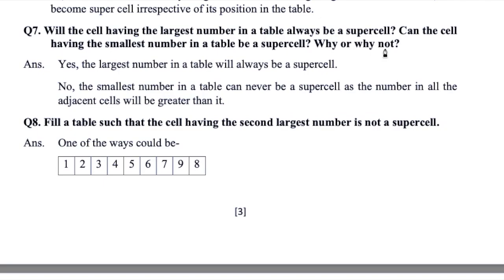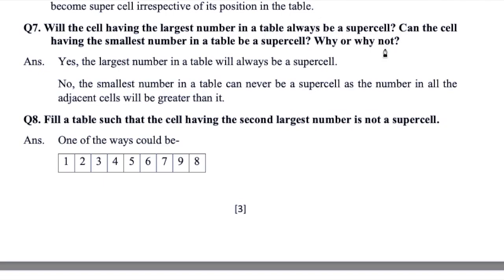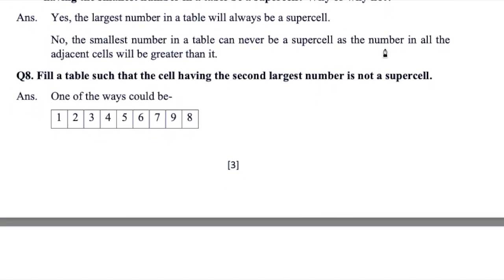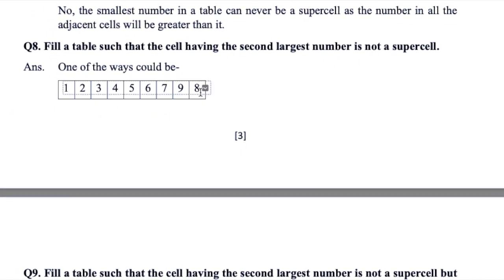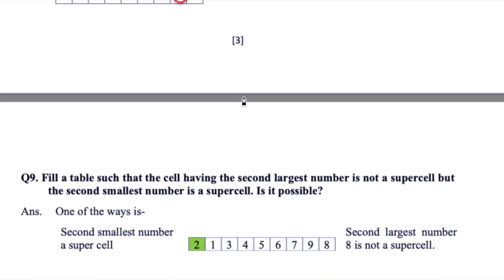Question number 8. Fill in the table such that the cell having the second largest number is not a supercell. So this is one way. You write down the second largest number at the end. Now 9 becomes the supercell because 9 is greater than both 7 and 8. So 8 is written at last.